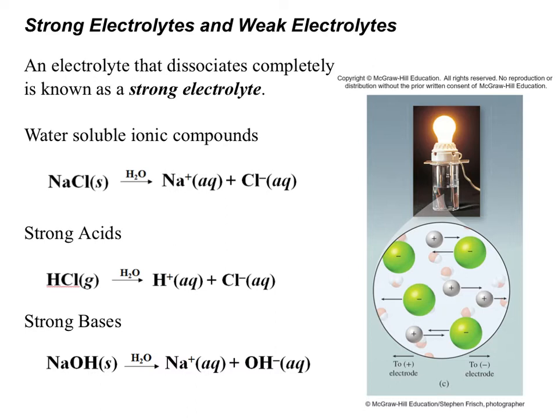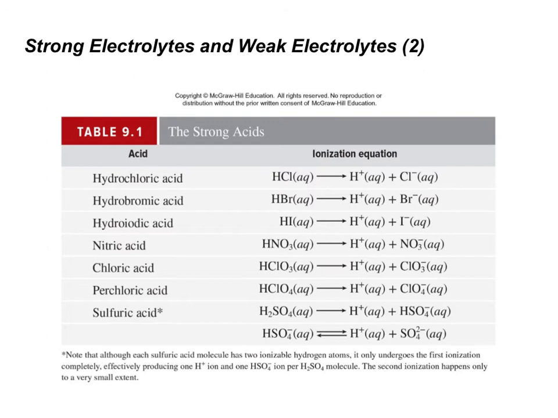What this means is that when you have a solution of any of these compounds, do not expect to encounter any full molecules in solution. They will all be ions. All strong acids are strong electrolytes. As there are not that many, I highly recommend you memorize all 7 of them.